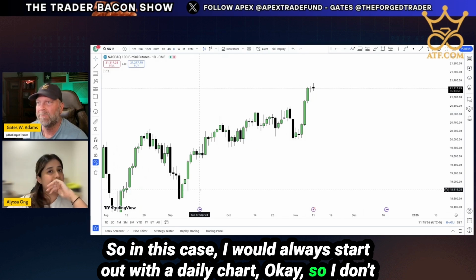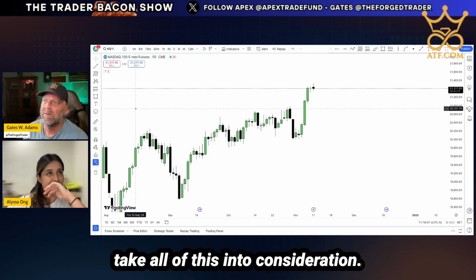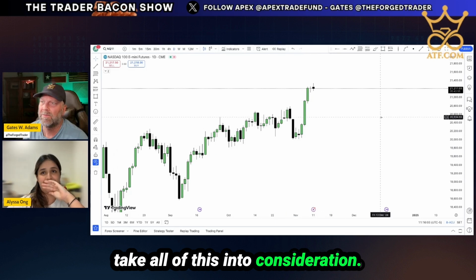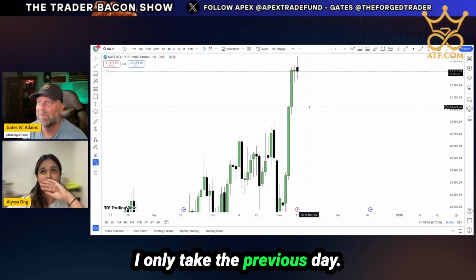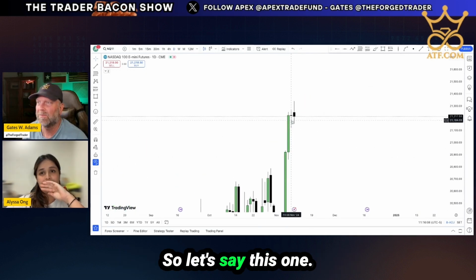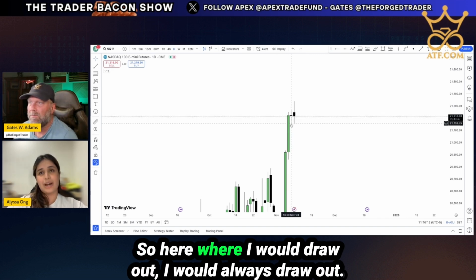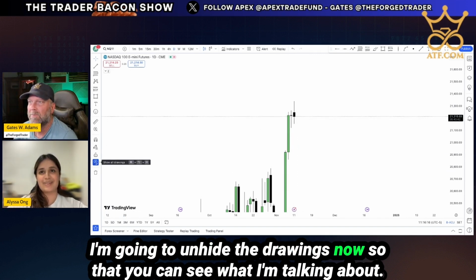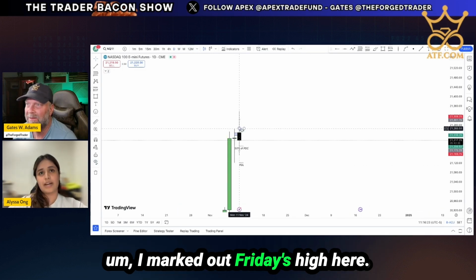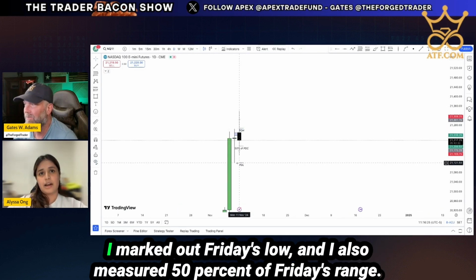So I don't take all of this into consideration. I only take the previous day. So let's say this one, Friday, the 8th of November. Here is where I would always draw out, and I'm going to unhide the drawings now so that you can see what I'm talking about. I marked out Friday's high. Here, I marked out Friday's low. And I also measure 50% of Friday's range.